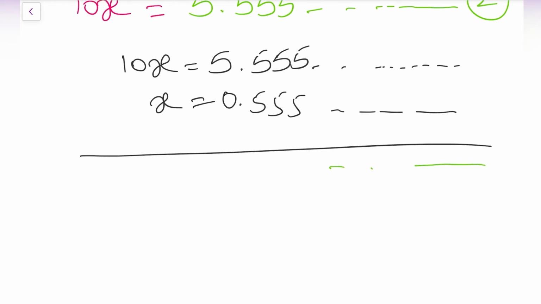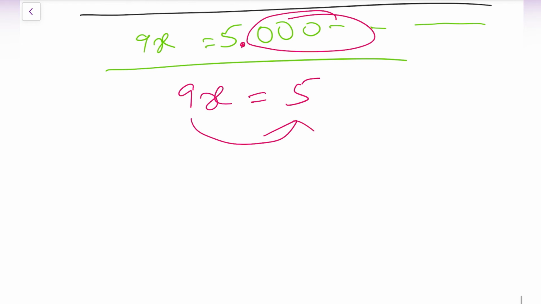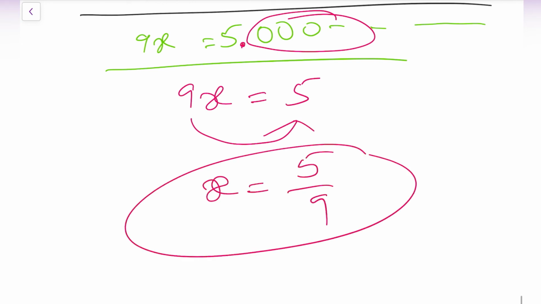Here ones will be there. 5 minus 5 is 0, 5 minus 5 is 0, 5 minus 5 is 0, 0.5 minus 0.5, which is equal to 10x minus x, 9x. Here after the decimal only zeros are there, so those don't have any value, so 9x is equal to 5. We want x value, so take 9 to the right side, then we will get x is equal to 5 divided by 9. So the value of 0.5 bar is 5 by 9.